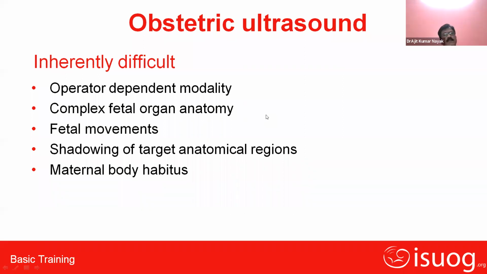And of course, because of the movement of the fetus, sometimes when we want to capture the image, it will be very difficult. Sometimes while doing the Doppler study also, it's very difficult to put the gate over the target vessels. Another thing is the shadowing of the target anatomical regions, which hampers a clear-cut view of the anatomical organ which is supposed to be imaged. And last but not least is the maternal body habitus. That means if the mother is obese, having a high BMI, that will prevent good images.